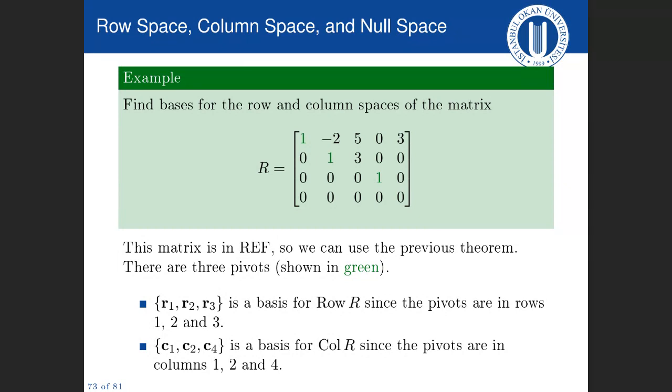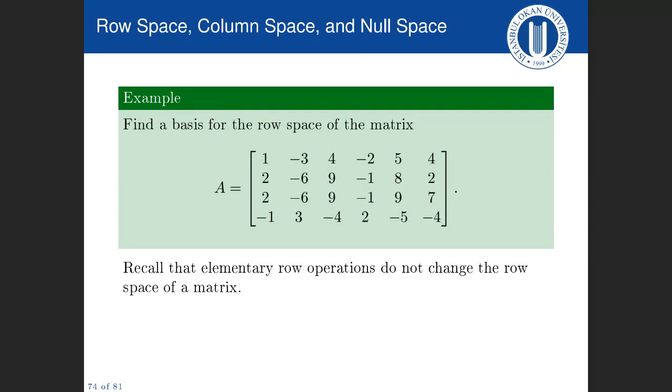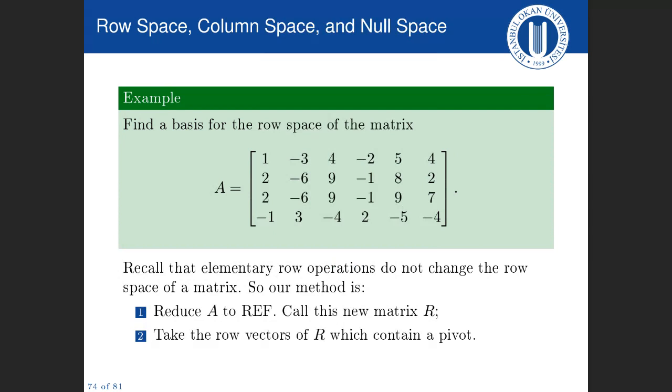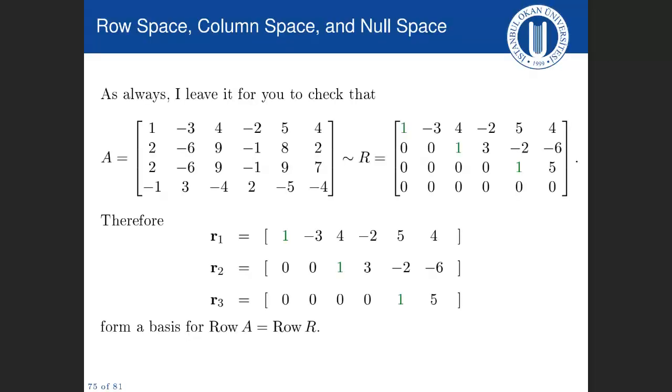So if we're in REF, if we're in row echelon form, then that's straightforward. Find a basis for the row space of this matrix. And the key idea here is that elementary row operations do not change the row space of a matrix. So we can row reduce this to get to REF. And then step 2, we're going to take the row vectors of R which contain a pivot. As always, I'm going to ask you to check my calculations. Please check that A is row equivalent to R.